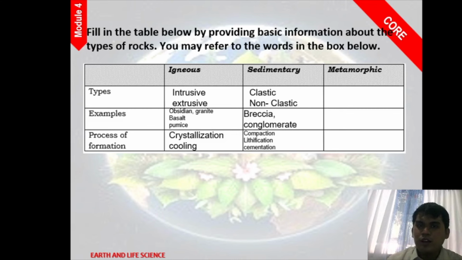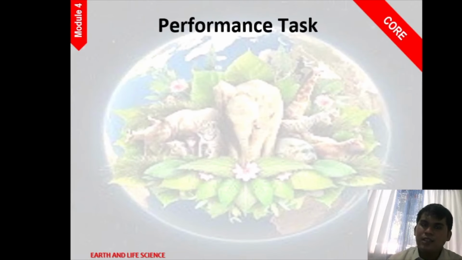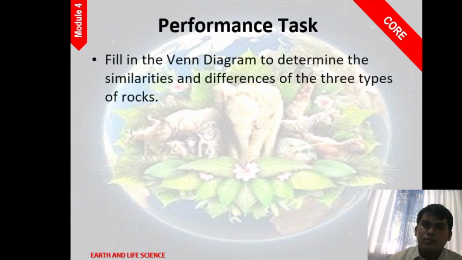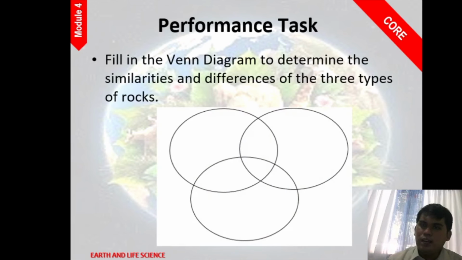For metamorphic rock, the types are contact and regional metamorphism. Examples are limestone and sandstone. And the process of formation is metamorphism. Use this table to memorize the difference between igneous, sedimentary, and metamorphic rocks. And by that, for your performance task, fill in the Venn diagram to determine the similarities and differences of the three types of rocks. You may now screenshot the slide for you to be able to answer it.